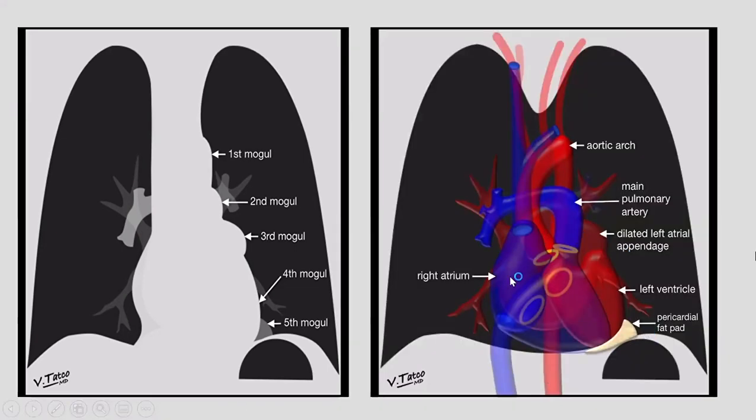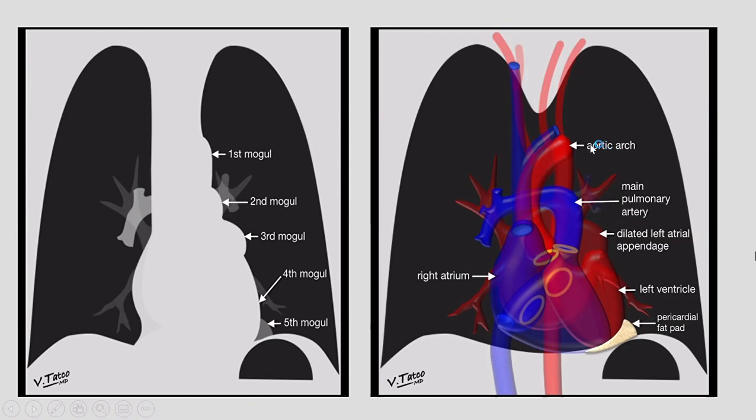So this is just to give you a better picture. For the right atrium, the only mogul at the right. Then you have here the aortic arc, first mogul, main pulmonary artery, the second mogul, the dilated left atrial appendage, the third mogul, which is pathologic, the left ventricle, and the pericardial fat pad, which can be normal.